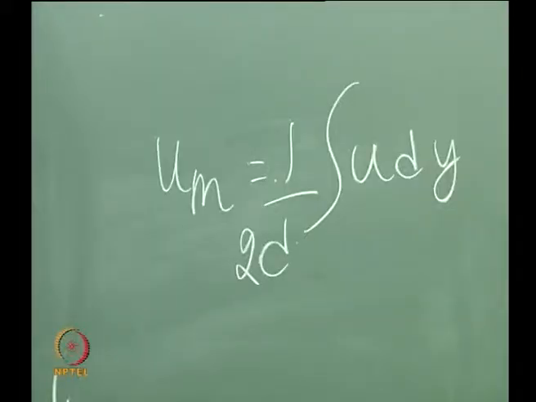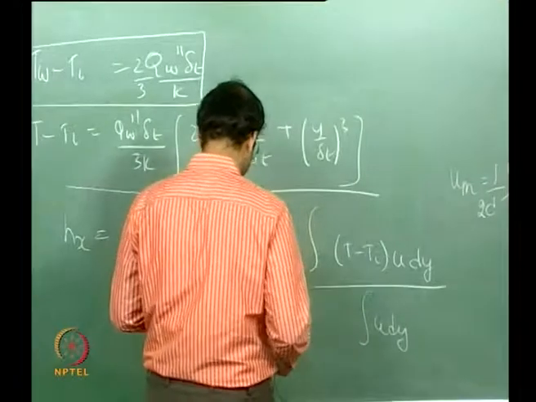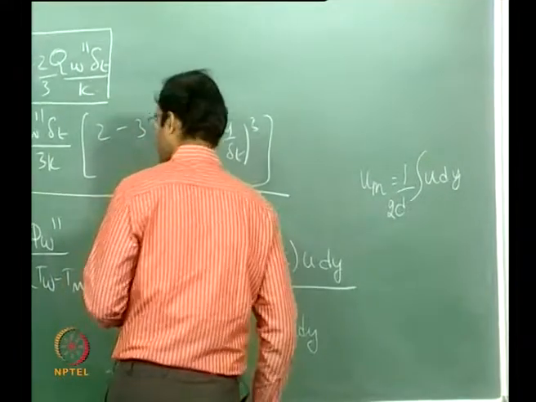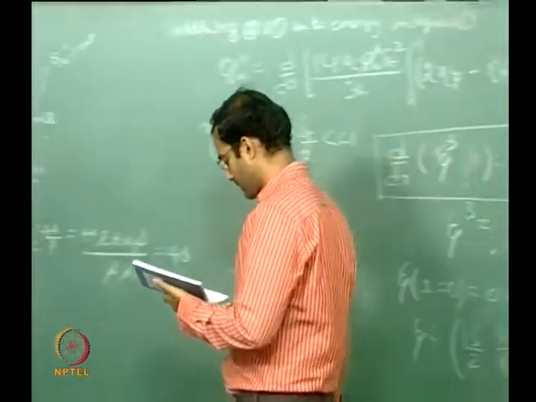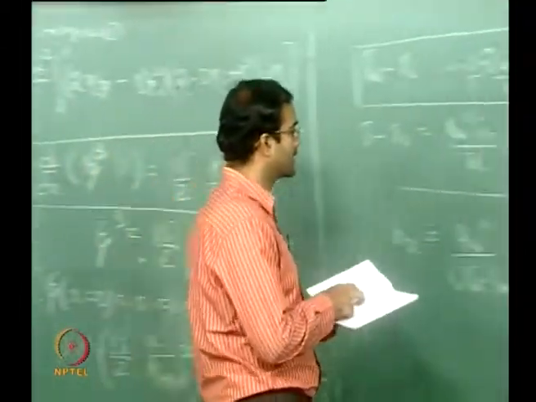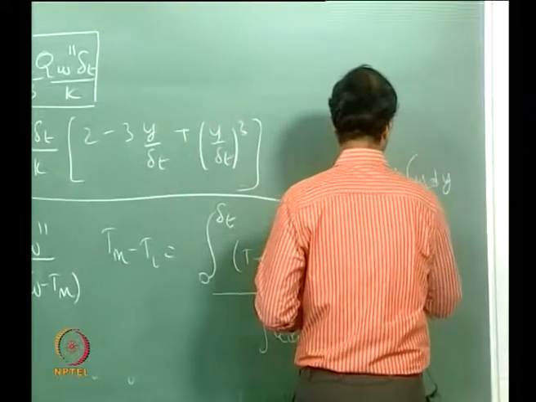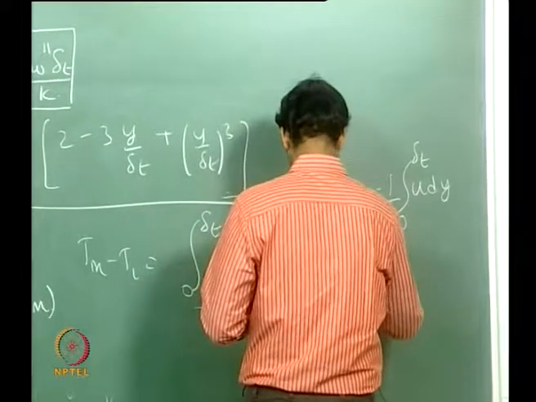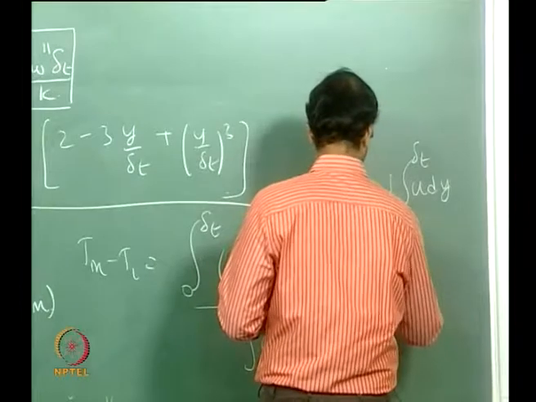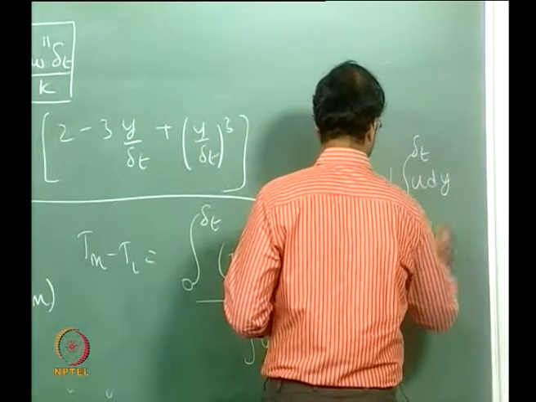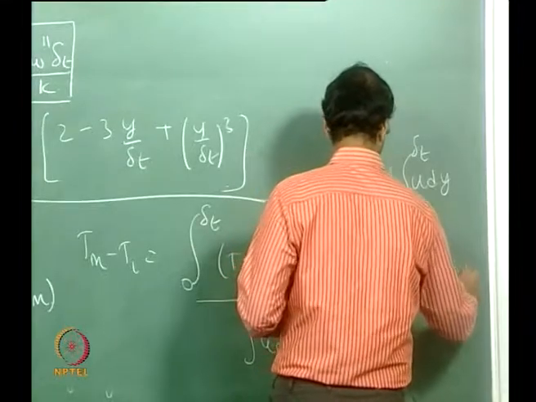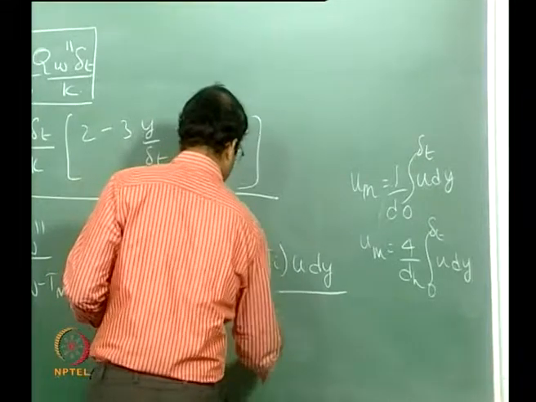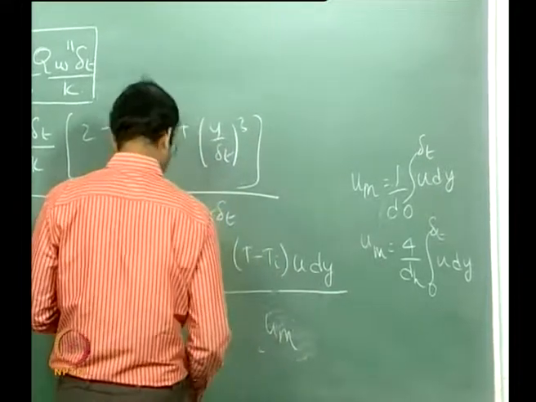So I have to integrate to get my mean temperature from 0 to delta T, and I can actually replace this as 1 over d, and my d will be dh by 4. Therefore my um will be 4 by dh times the integral from 0 to delta T of u dy. So this can be written as um into dh by 4.